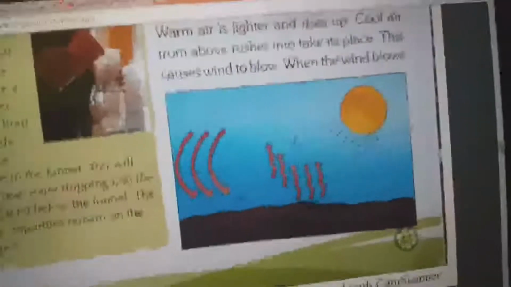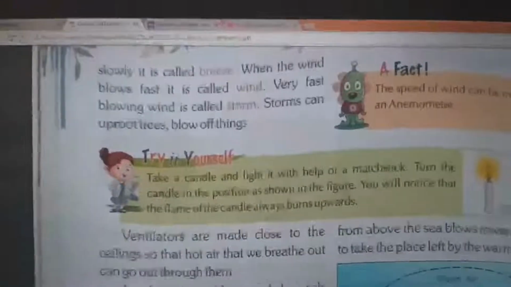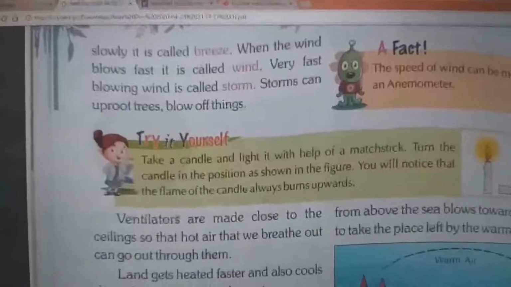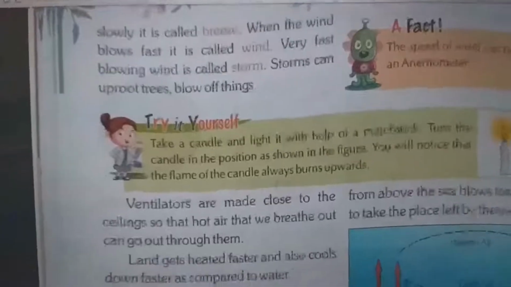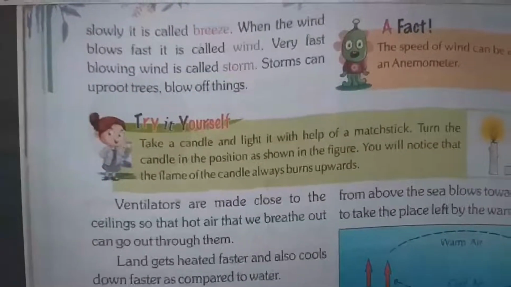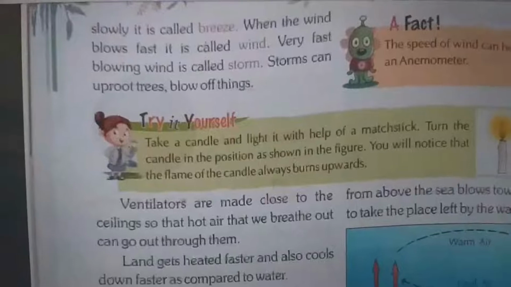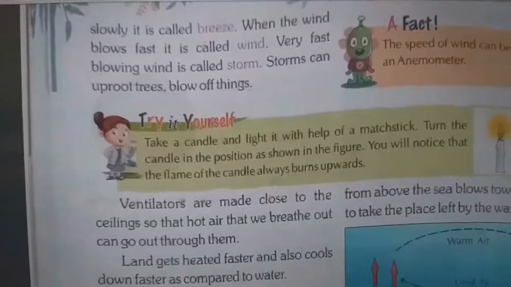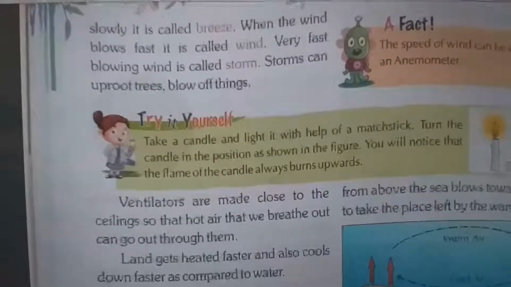When the wind blows slowly, it is called breeze. When the wind blows fast, it is called wind. Very fast blowing wind is called storm. A storm can uproot trees, blow off things, damage buildings, etc.